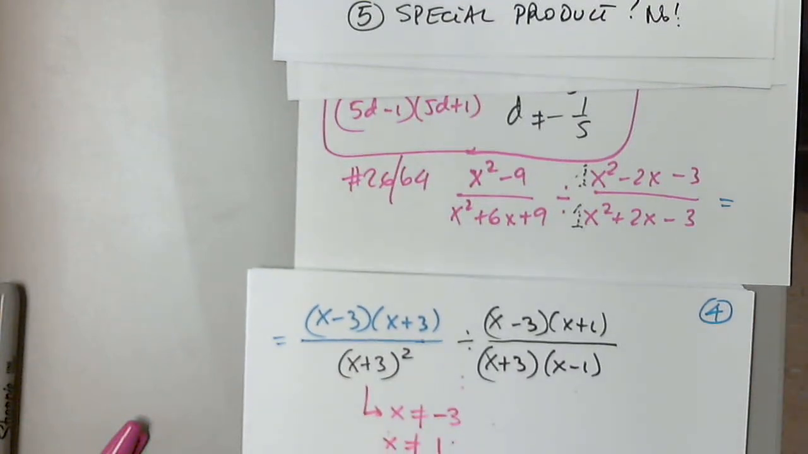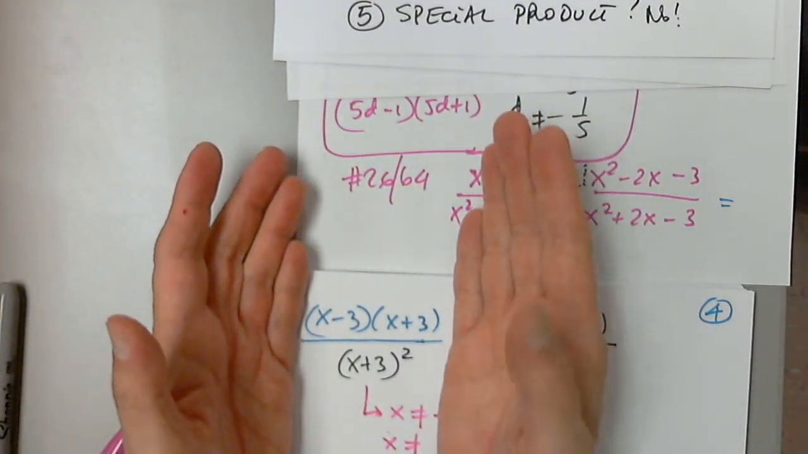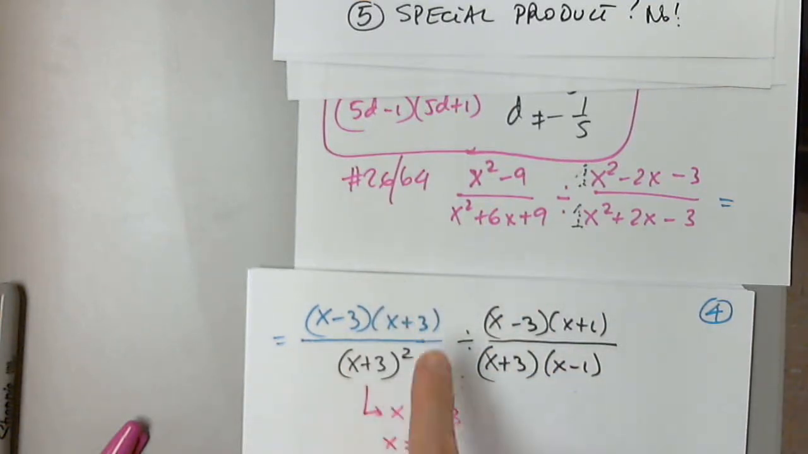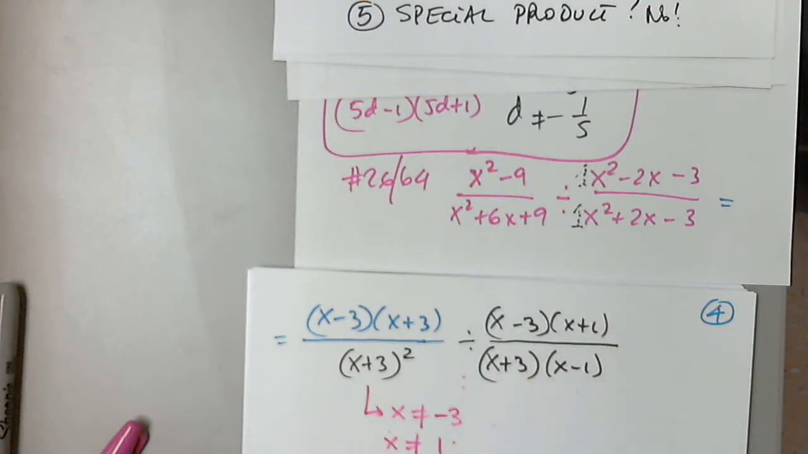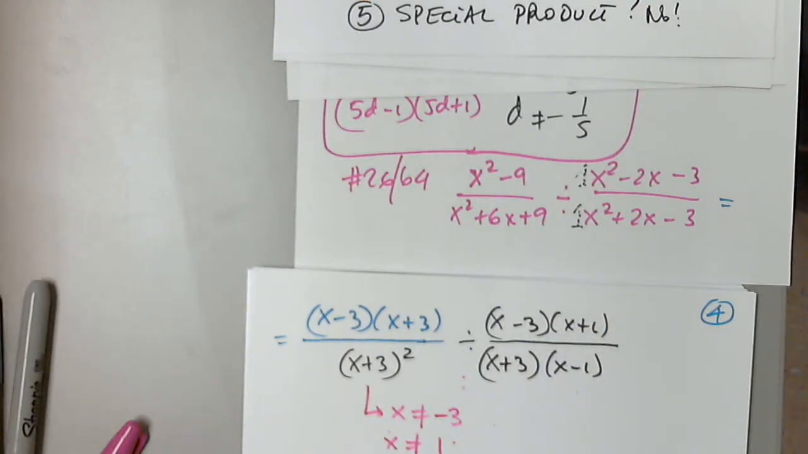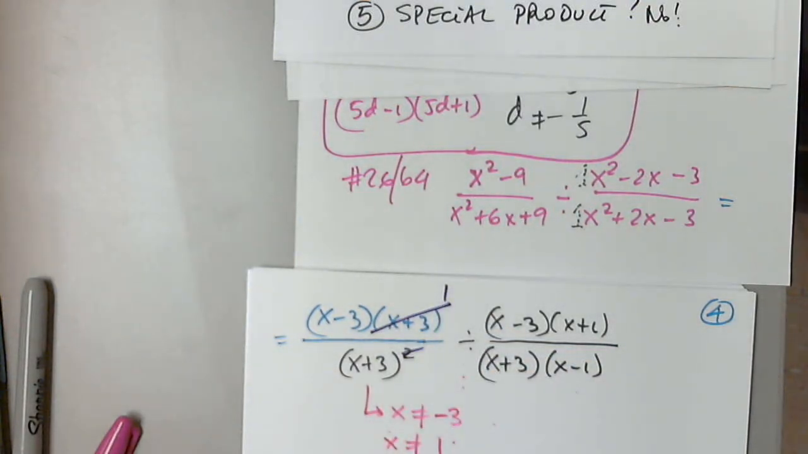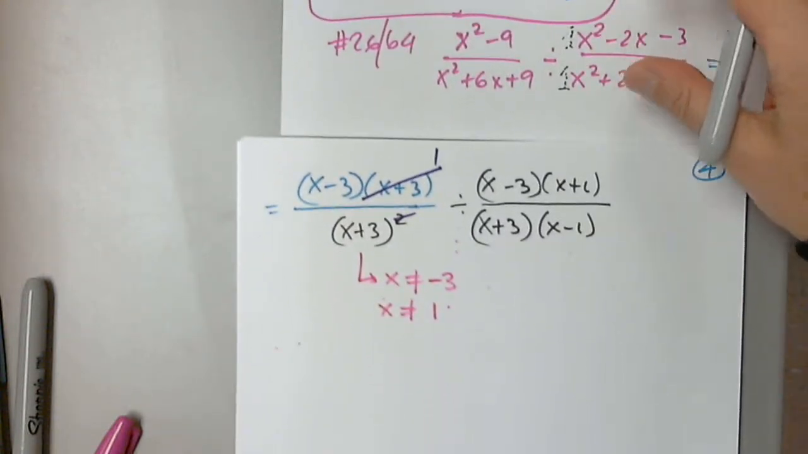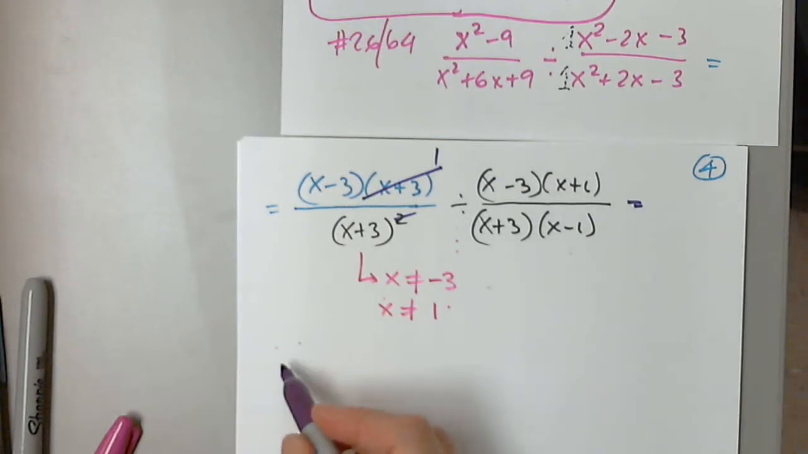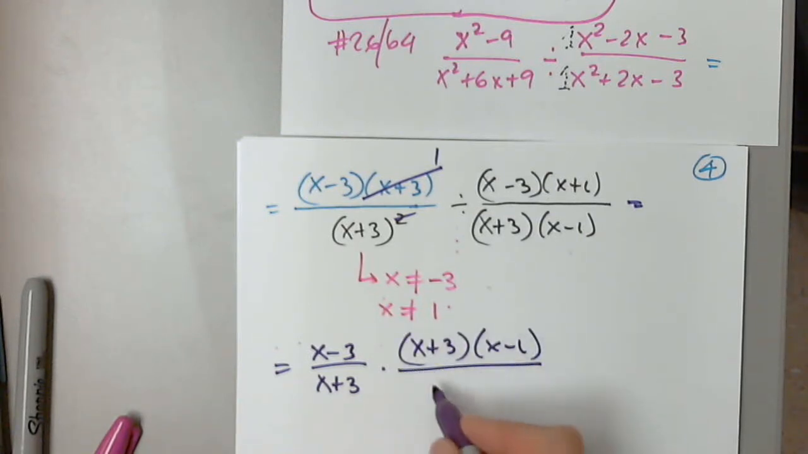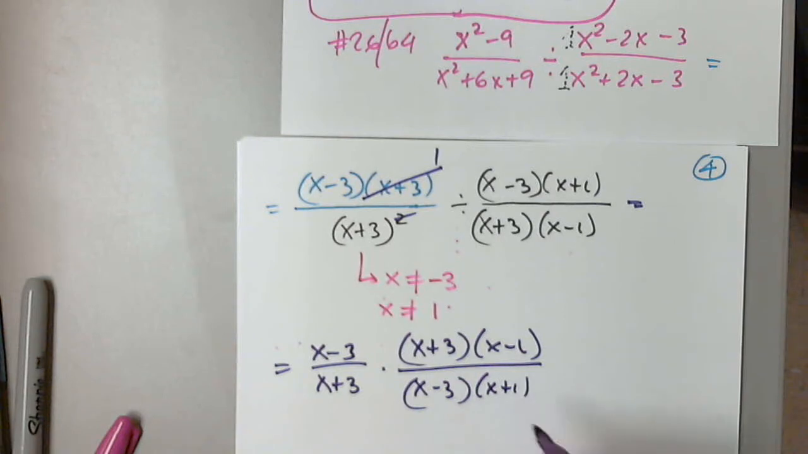I am allowed to simplify each fraction by itself, but in a division, I'm not allowed to simplify across. Only in a product, I'm allowed to simplify across. Careful with that. I'm going to get rid of this one from the top and one from the bottom. I'm simplifying the fraction by itself, right? Good. Nothing else works. So x minus 3, x plus 3, and I flip into x plus 3, x minus 1, divided by x minus 3, x plus 1.